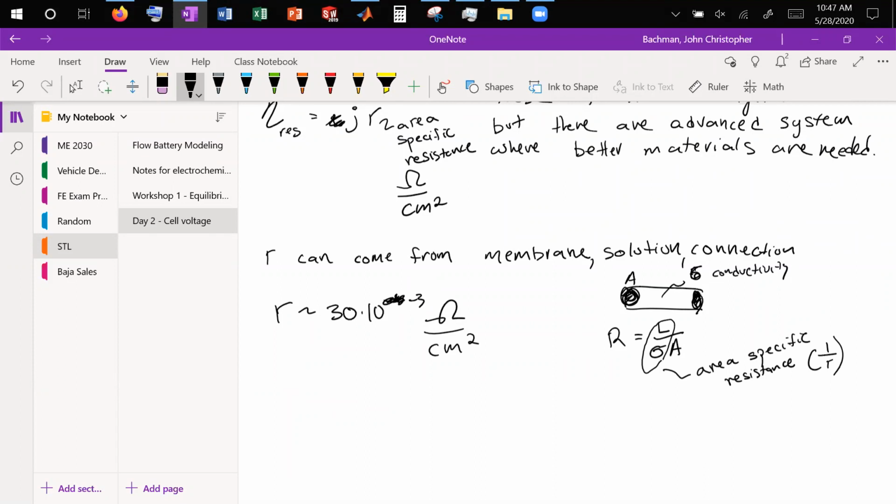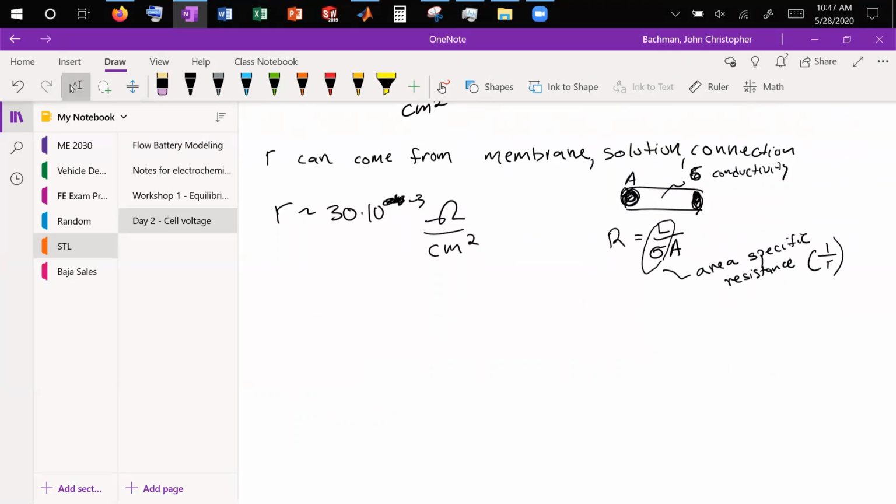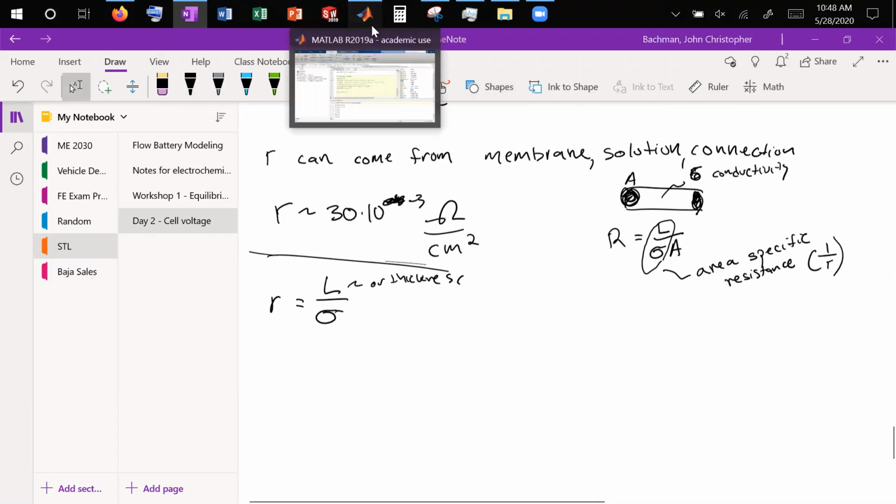So at this point, if you had the conductivity, you could figure out what your area specific resistance is, right? So R is going to increase with length and decrease with conductivity. So if you knew the conductivity of your membrane and you knew how thick it was, so this is our thickness, you could find this value. But we can basically use this. So let's go back into our code and let's try and include that now.